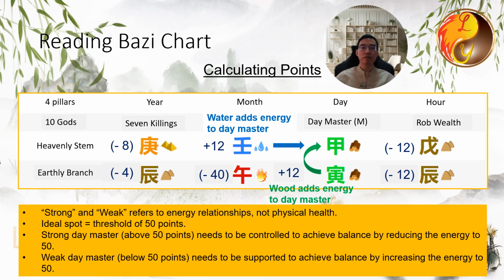To determine whether the day master is strong or weak, we use a threshold of 50 points. If the supportive elements exceed 50 points, the day master is strong. If the consuming elements exceed 50 points, the day master is weak. My method for determining the day master's strength is one of the quickest, typically taking just 3 seconds.